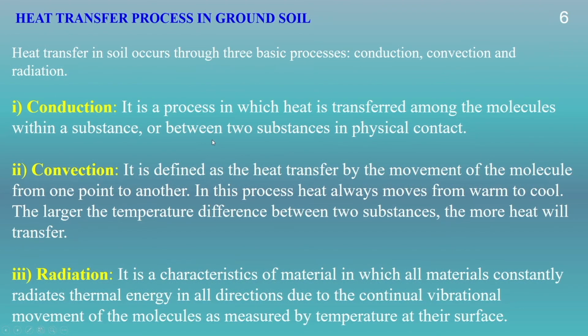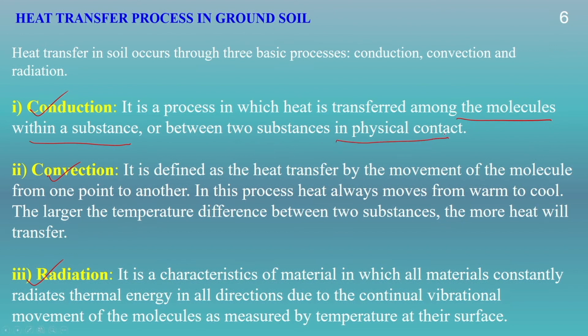When we talk about the transfer process of heat in the ground, there are 3 different mechanisms by which heat can be transferred from one point to another point. These processes are conduction, convection and radiation. Conduction is a process in which heat is transferred among the molecules within a substance or between two substances in physical contact.